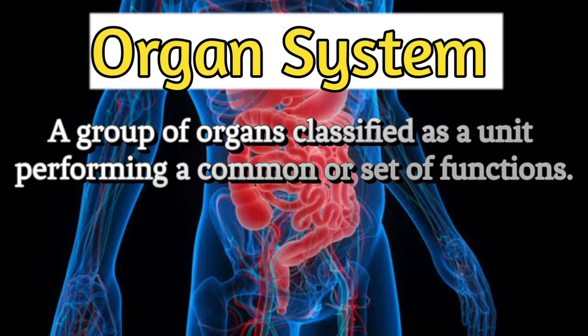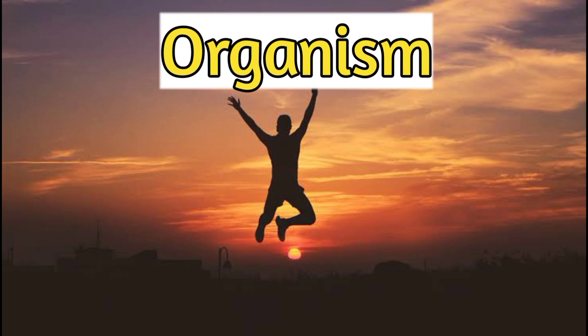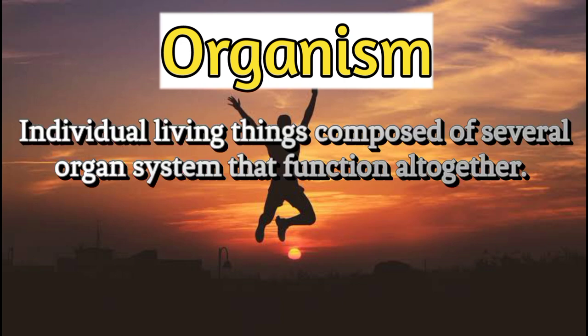An organ system is a group of organs classified as a unit performing a common set of functions. Next is organism. It is an individual living thing composed of several organ systems that function all together.